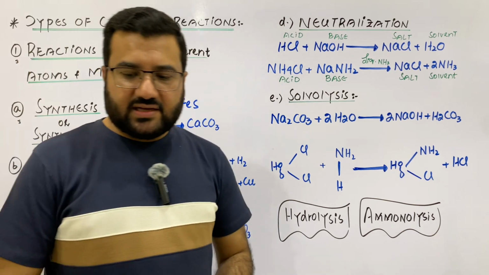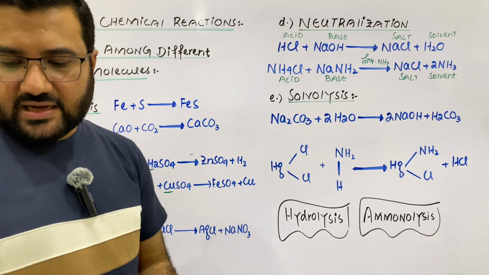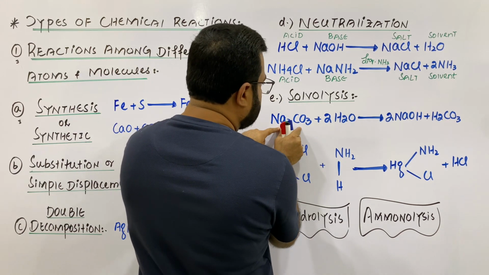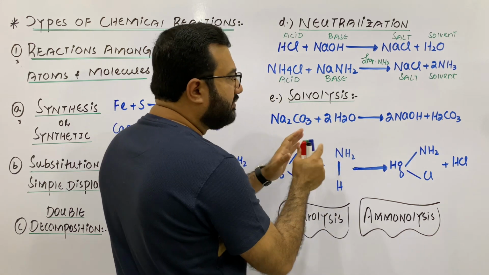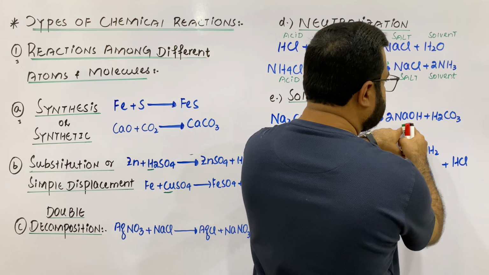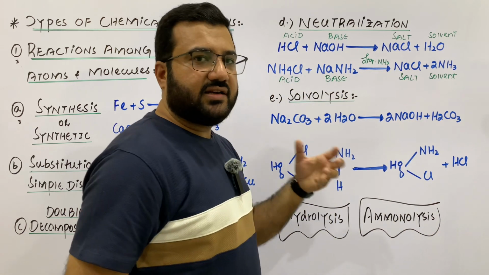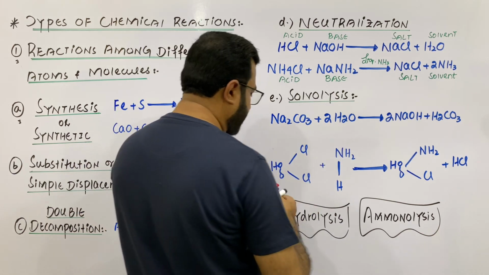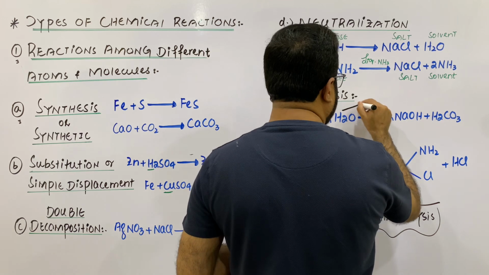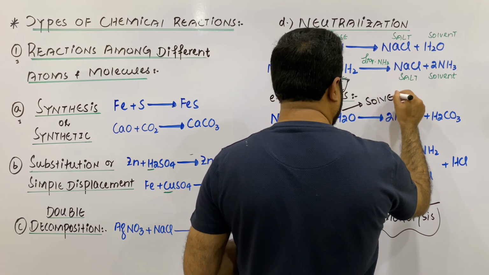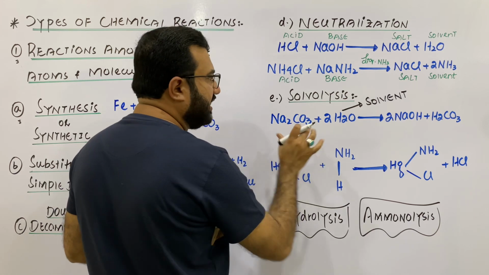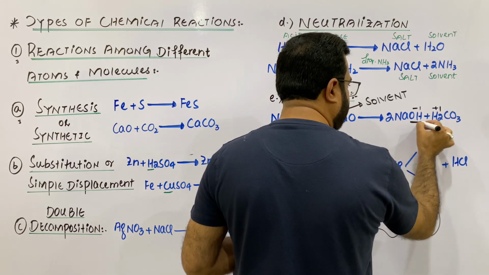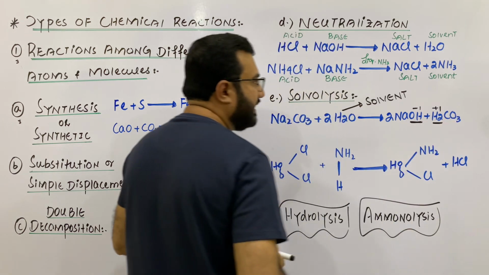Now the last one, they are the solvolysis. In these reactions, a process takes place in which a salt reacts with a solvent and they form two compounds. One of them contains the cation of the solvent and the other compound contains the anion of the solvent. Just like sodium carbonate reacts with water, in this case the water will be acting as a solvent, and after this reaction there will be two compounds formed. One of these compounds will be containing the anion of the solvent and the other will be containing the cation of the solvent.